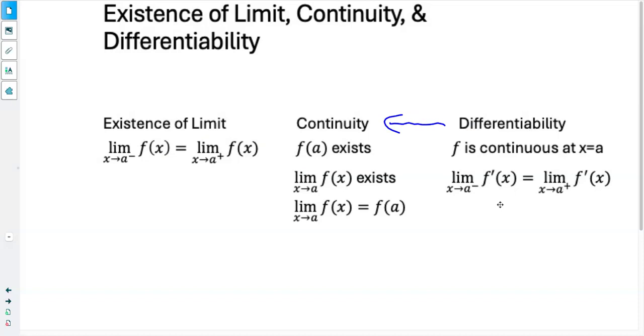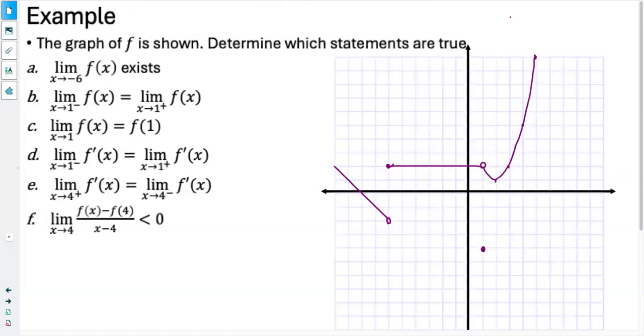Now, we can also say that if something is continuous, it has to have existence of a limit, because part of our definition of continuity is that there is this limit. Now, existence of a limit doesn't state that our function has to exist at that location, which is why existence of a limit does not imply continuity. So we're going to look at this graph and determine which statements are true.